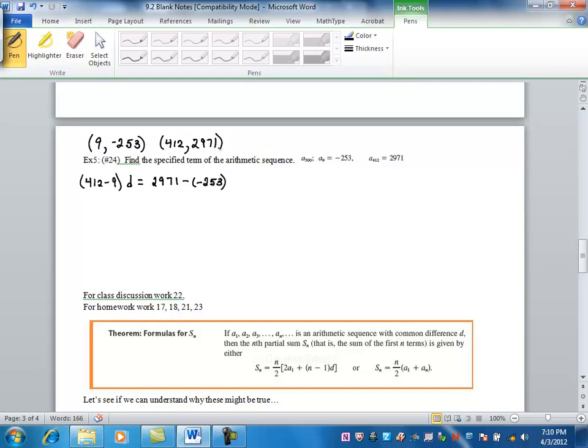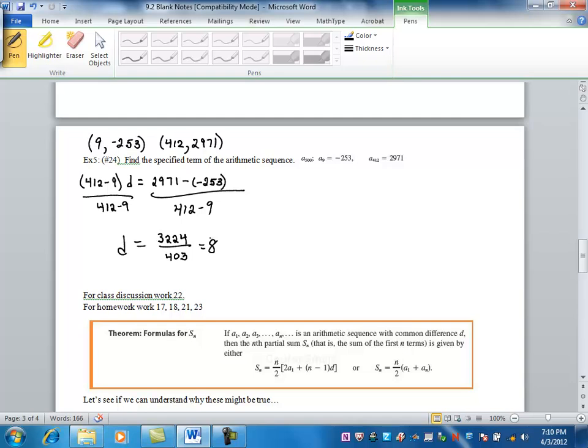And so what I'm about to do here is divide by 412 minus 9. And so d equals 3224 over 403, which very nicely works out to 8. So there's my common difference.